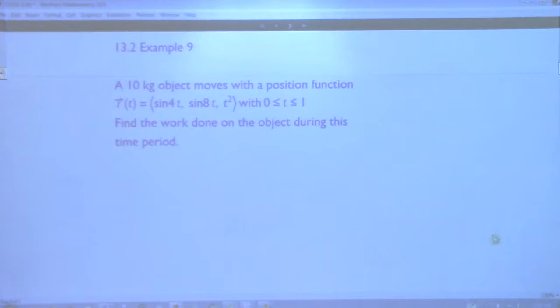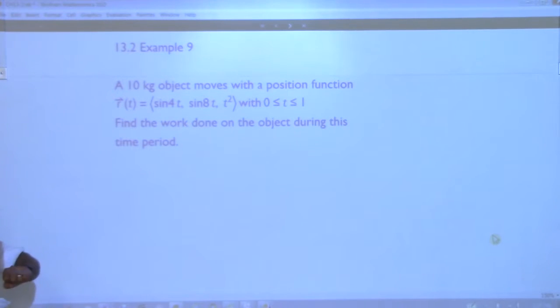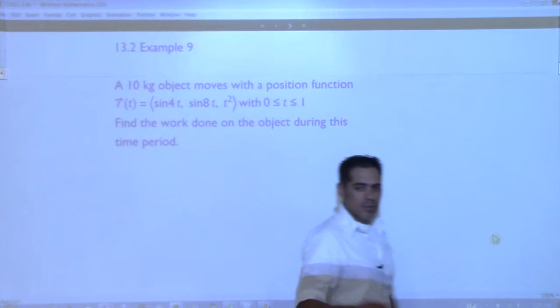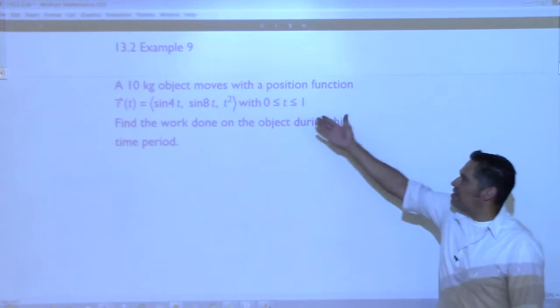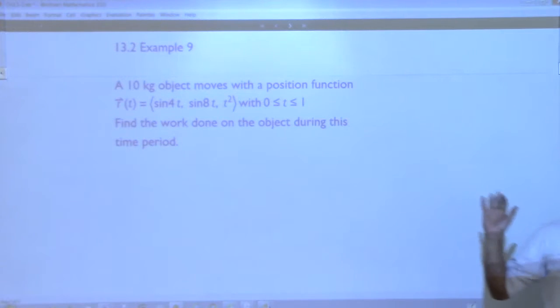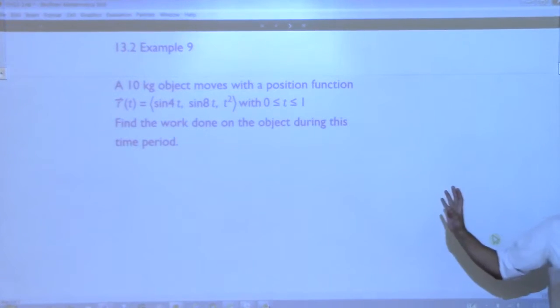Okay, all right, so we have a 10 kilogram object that's moving with a position function given. So this 10 kilogram object is moving in three-dimensional space, and we're only looking at it between t equals 0 and 1. So it's only moving for, let's say, 1 second or 1 hour or 1 minute or 1 day or 1 year, whatever it is. We don't have a real measurement on time t here, do we? We don't know the unit for time.